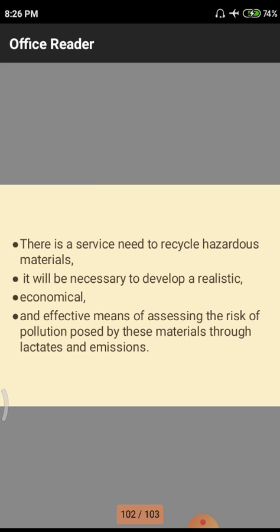And there must be effective means of assessing the risk of pollution posed by these materials to the localities, and of emissions. That means whenever we use these waste materials, they should not be responsible for giving further emissions to the localities or bodies. Why? Because if they give further emissions, automatically due to those emissions there will be some decrease in the lifespan of the structure. So we have to focus on these localities and emissions coming from the waste materials.